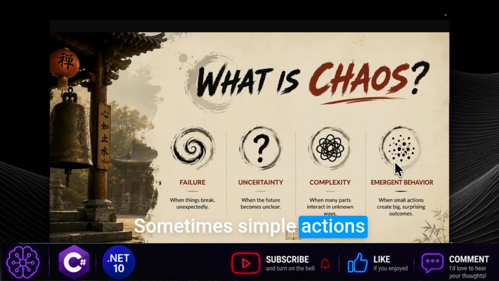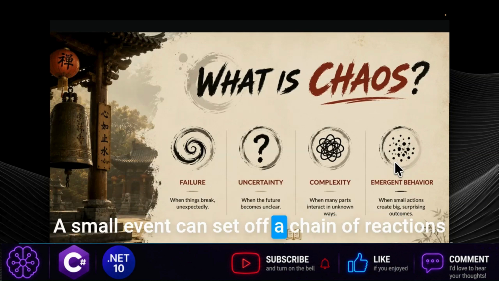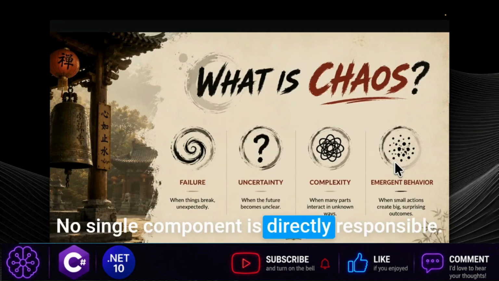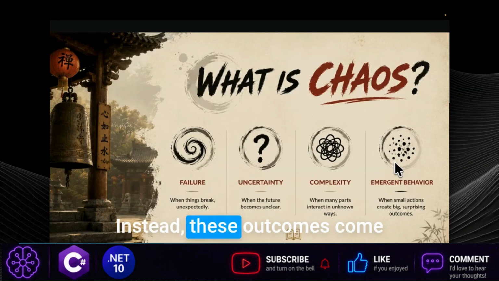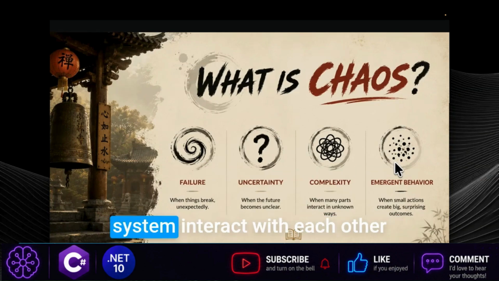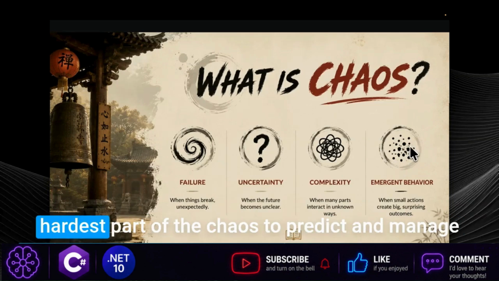Sometimes simple actions combine in ways nobody expected. A small event can set off a chain of reactions that lead to surprising or even disruptive results. No single component is directly responsible. Instead, these outcomes come from the way different parts of the system interact with each other. That's what makes emergent behavior one of the hardest parts of chaos to predict and manage.